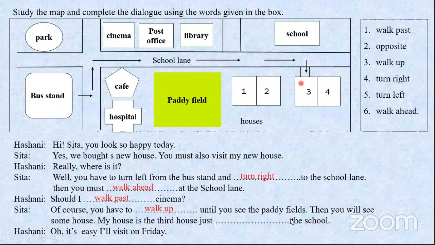Just blank the school. How is it? Just opposite the school, right? Opposite means the one on the other side, in front of the school. My house is the house on the opposite side, the third house, right? Or it's easy, I will visit on Friday, right? This is how Hashani can visit Sita's house, right?